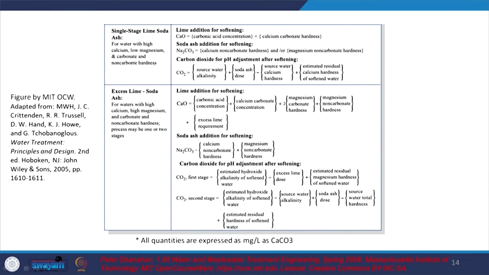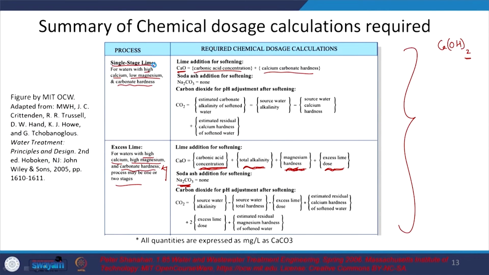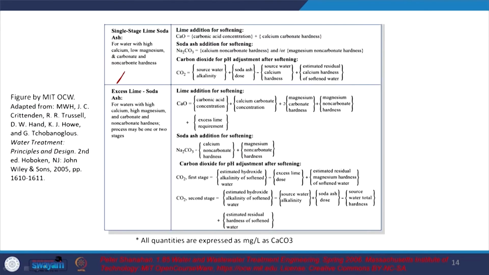Same case here, single stage lime soda. So, this is just single stage lime, this is excess lime. Now, single stage lime soda: here we are also adding soda. One set of lime, or fraction of lime, removes the carbonic acid, the other removes the calcium carbonate hardness. Then Na2CO3 removes the calcium non-carbonate hardness and/or magnesium non-carbonate hardness. Again, this is getting repetitive, but this is one way for you to look at it.